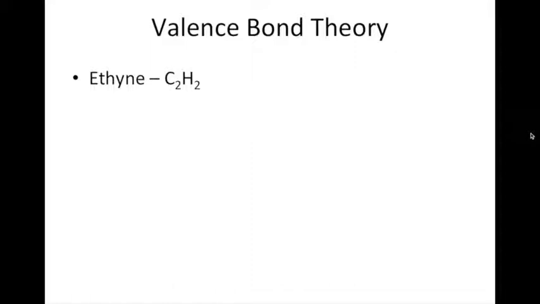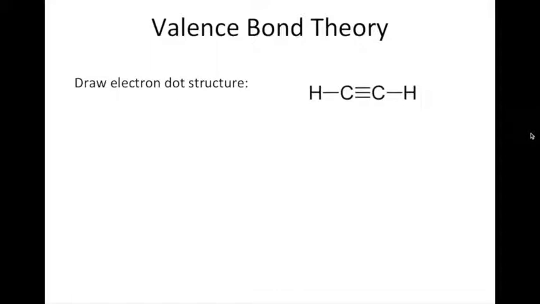So let's take a look at the hybridization and the molecular geometry for one more molecule, ethyne, C2H2. Pause the video and see if you can determine the hybridization and accurately draw this molecule. So the first thing we want to do is draw our electron dot structure. Here we have a triple bond between our 2 carbons.